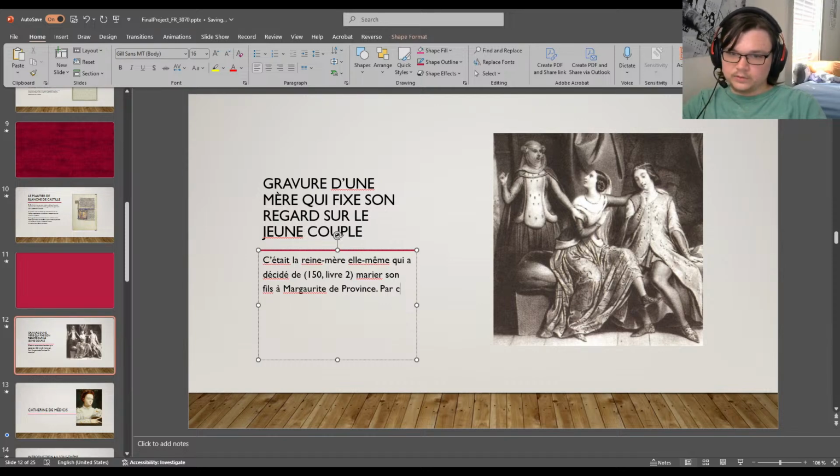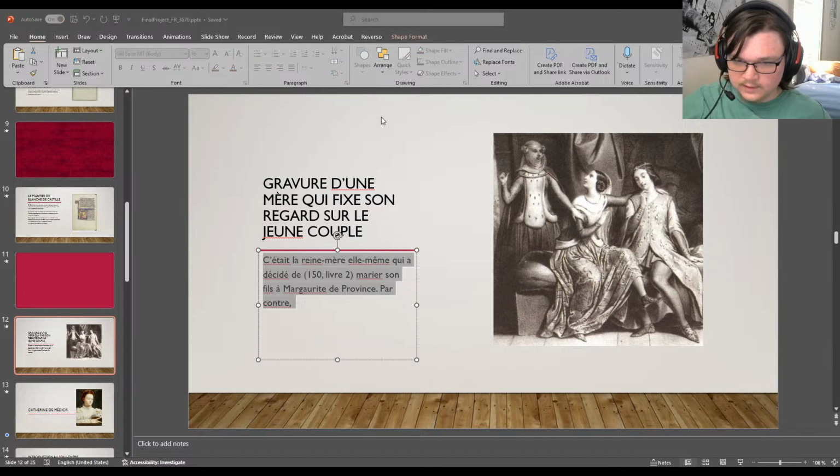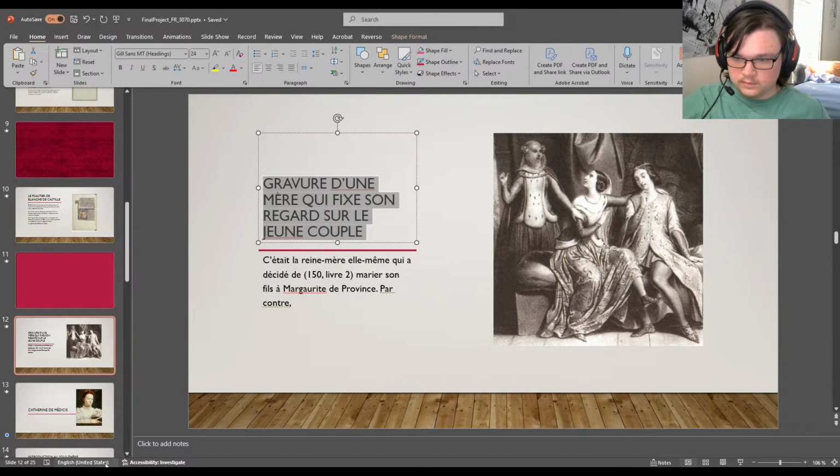Or par contre. Par contre. Okay, hold on. I need to change this because this is set to English for some reason. This is also set to English for some reason, even though it's not in English. Marguerite. Par contre. What is this?